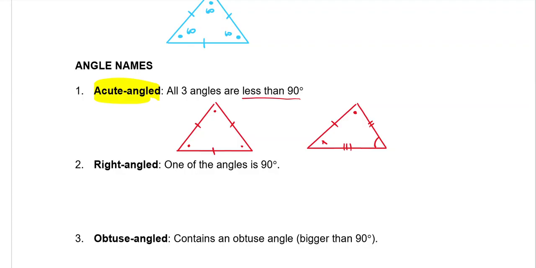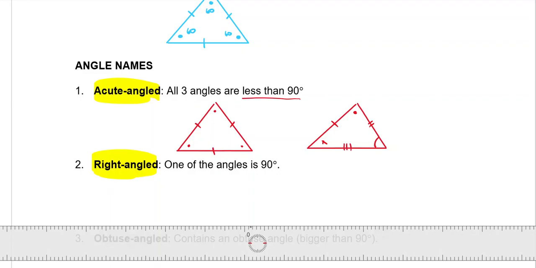A right angled triangle is the next type of triangle we need to talk about. One of the angles in this triangle will be equal to 90 degrees. This could be, again, a scalene or it could be an isosceles triangle.